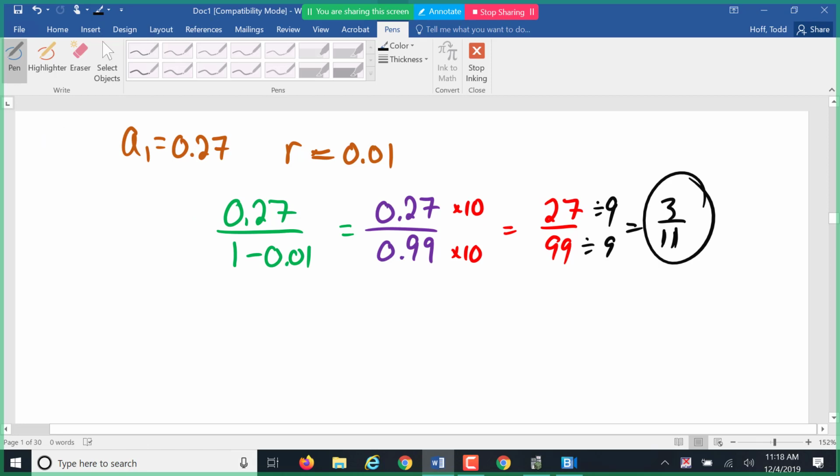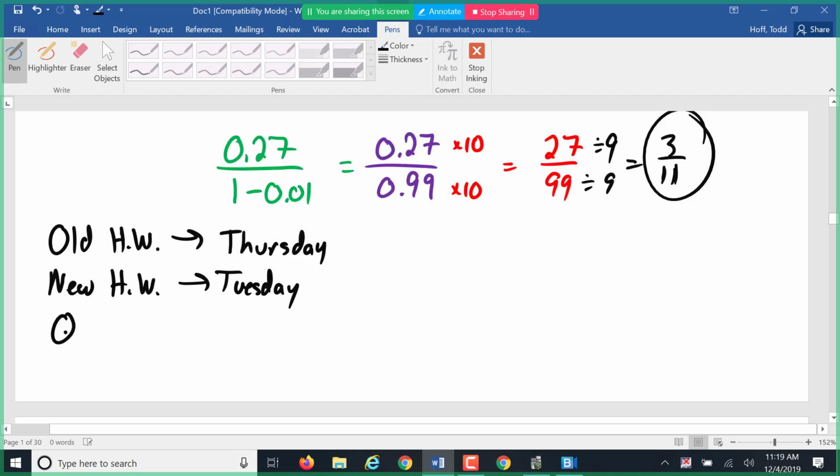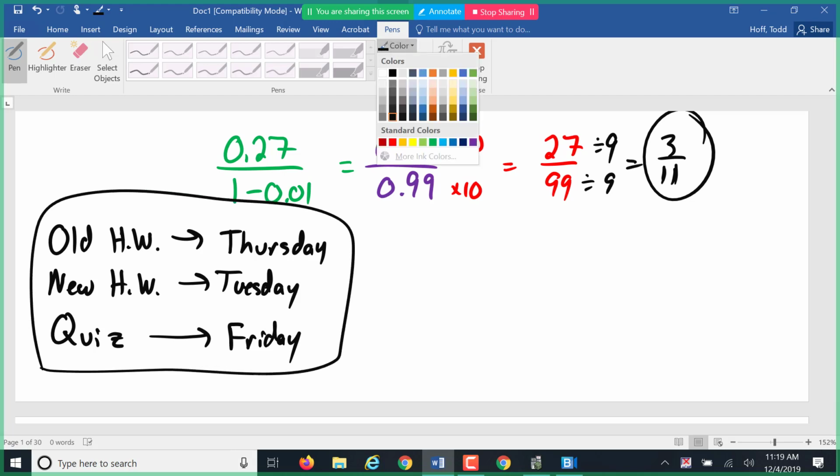Okay, so we have homework from Monday that is due tomorrow. We have new homework from today that'll be due Wednesday. That'll be due on Thursday, is tomorrow. New homework from today, which will be due next Tuesday. And there is a quiz on that old material that's going to be due this Friday. Anybody have any questions?